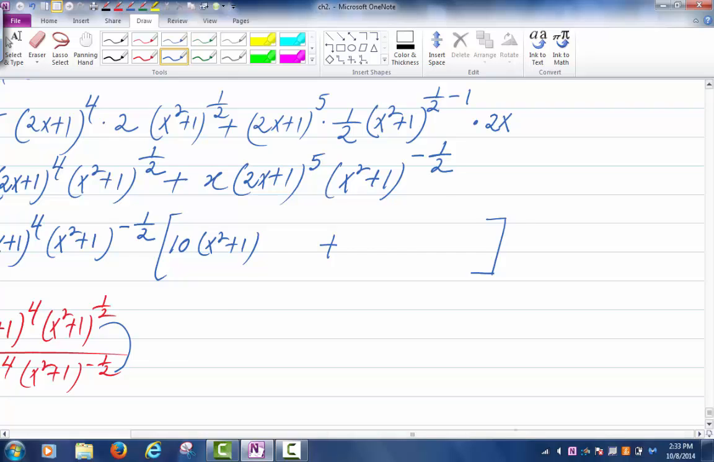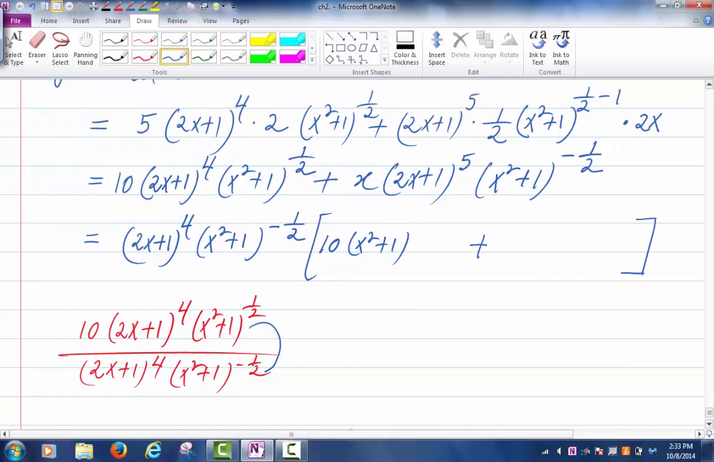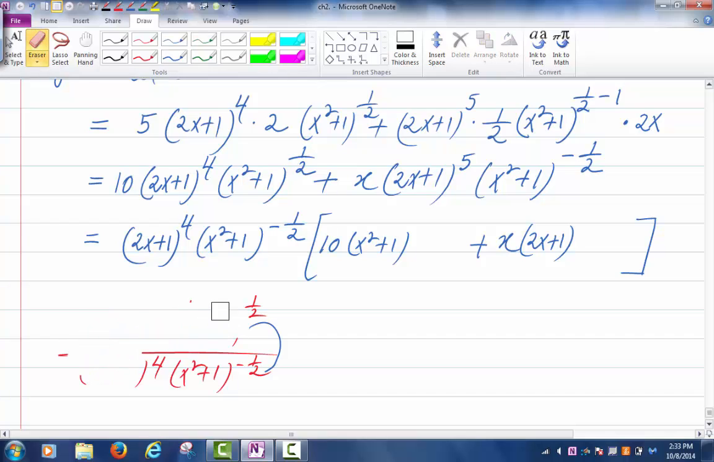And okay, so what am I going to get from the second term? Well, I'm going to get x times (2x + 1) to the what? 1, and then (x^2 + 1)^(-1/2) cancels out, right? So that's exactly what I'm going to get. If I divide the second term by the quantity I'm factoring out, I get exactly x times (2x + 1). Is that making sense? Okay, so let me erase that.